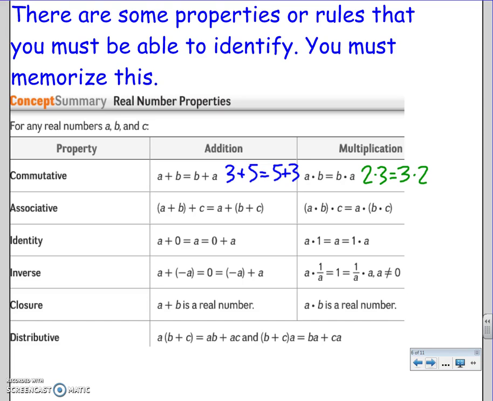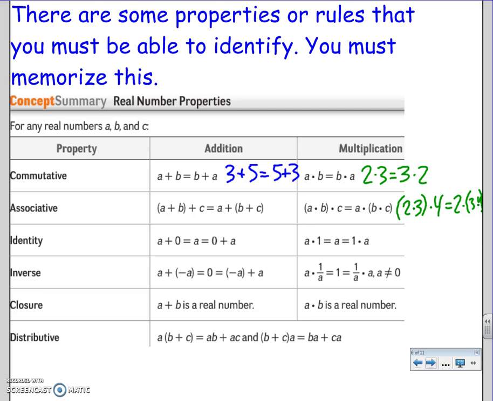If there's plus signs, it's addition. If it's multiplication signs, it's multiplication. You could try 2 times 3 times 4. That's the same thing as 2 times parentheses 3 times 4.